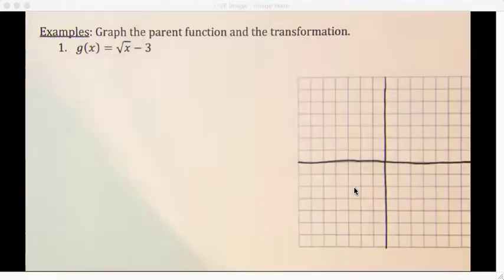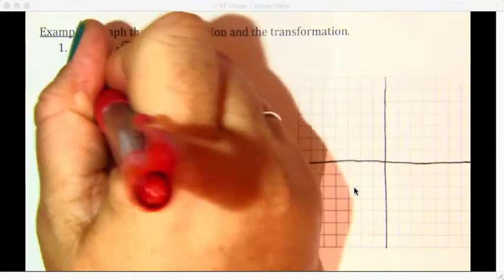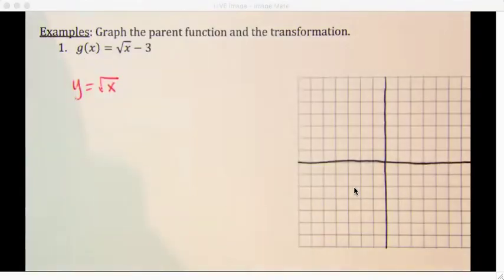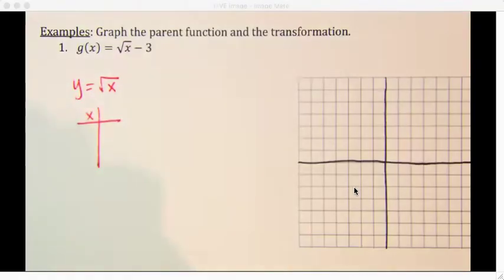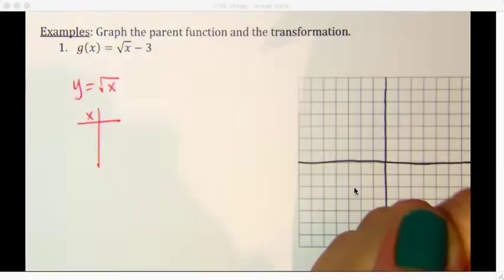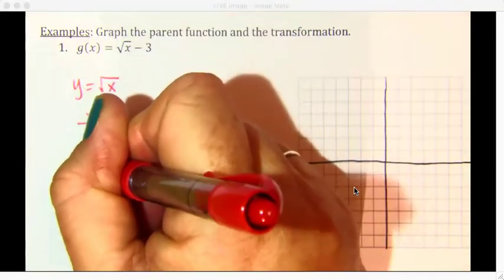I have the square root of x, and we want to graph the parent function and the transformation. So I have my parent function. We're going to call that y equals the square root of x. And we saw that graph a few pages before and saw what it looks like. Now, what you can do is you can still make a table of points if that's helpful for you, and we can plug in some values. Well, I know I can't plug in anything negative here, so I'm going to start with 0 and then 1, 2, and actually, you know what?